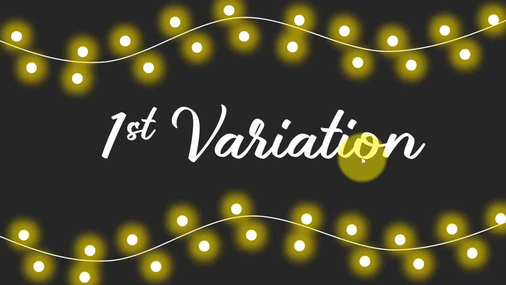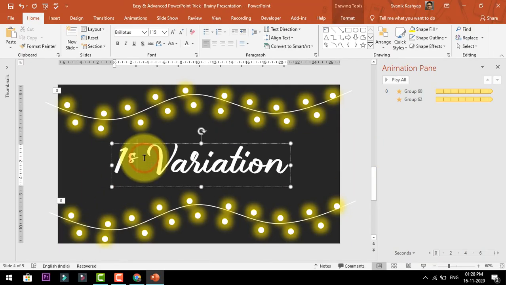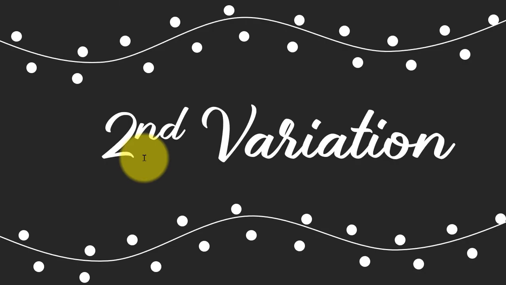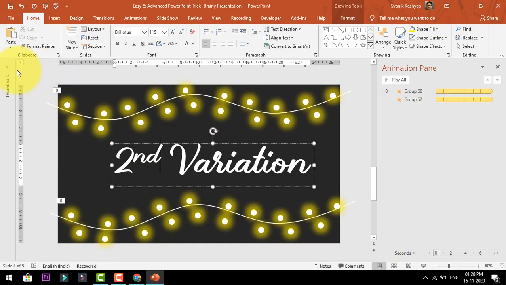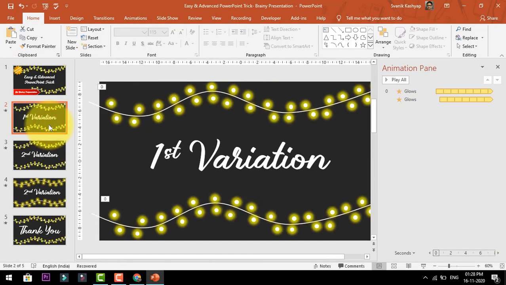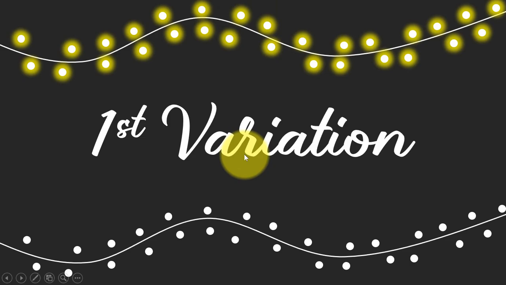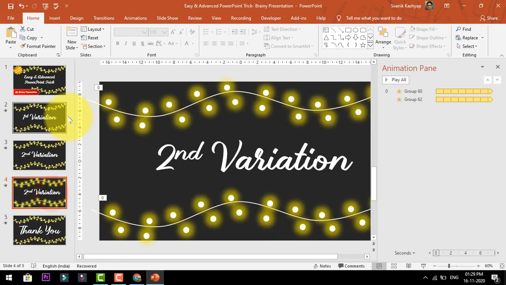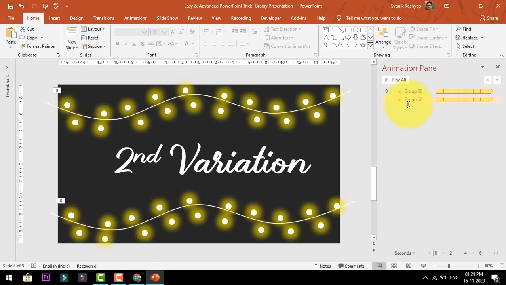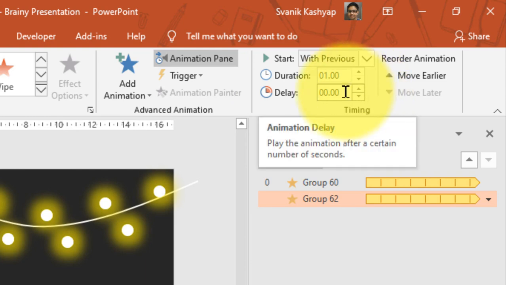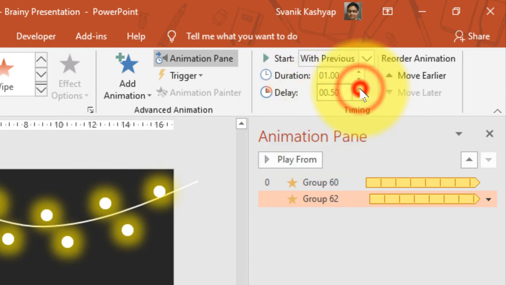So this is the first variation, not the first variation. This is the second variation which I have shown you. So how to create this first variation, which looks somewhat like this? There is a bit of delay between these two animation glows. It's pretty simple. Just go under the animation pane, select the second animation, go under the timing option, and in the delay add a 0.5 delay.